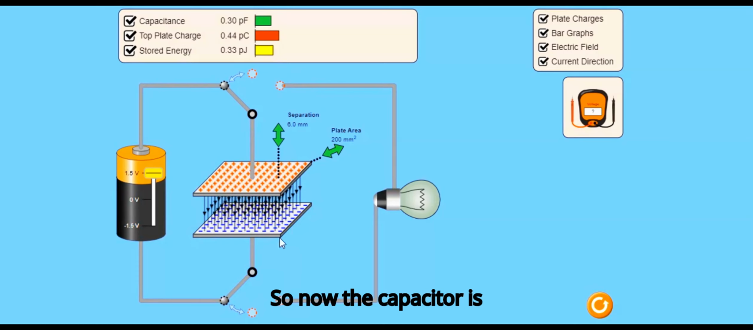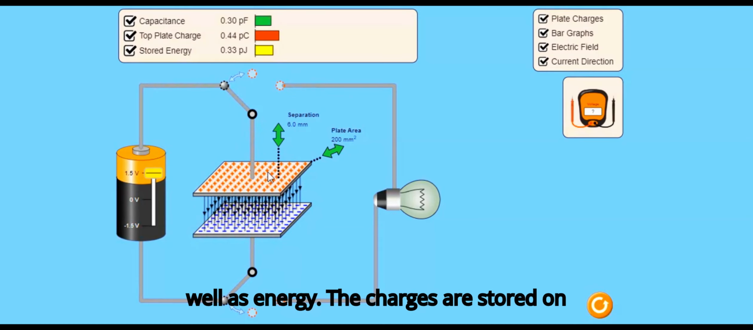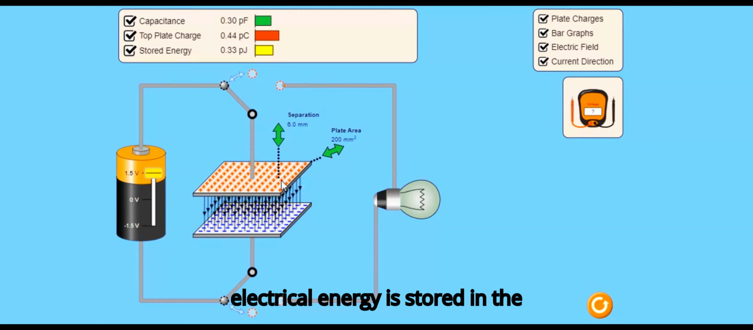So now the capacitor is charged. It has stored its charges as well as energy. The charges are stored on the plates of the capacitor, whereas the electrical energy is stored in the electric field, which is between the plates of the capacitor.